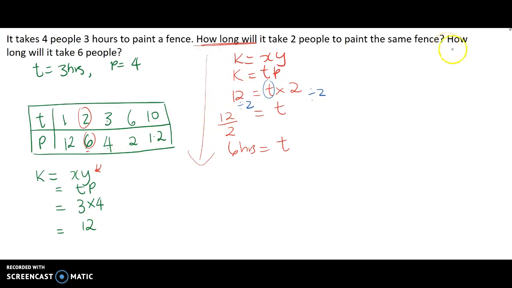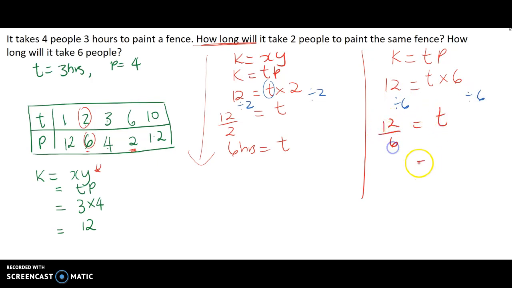Okay, the next question. How long will it take 6 people? Again, from the table, we can say 2, but to show the working, same deal again. k is equal to t times p. 12 is equal to t times 6. To find t, we divide by 6 on both sides. So therefore, t is equal to 12 over 6, t is equal to 2 hours. So that's how you would show it.